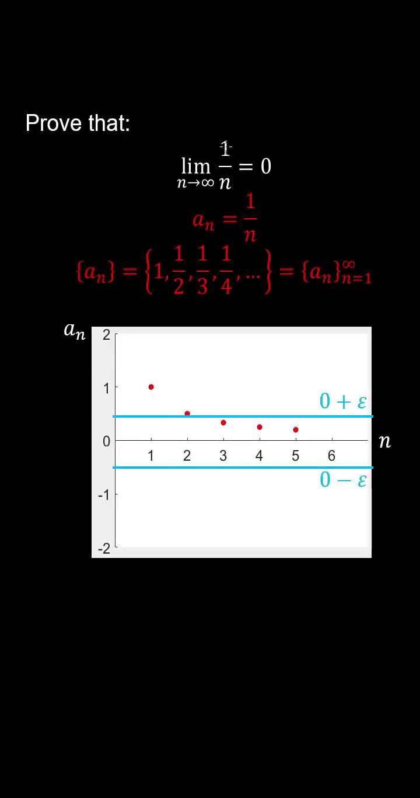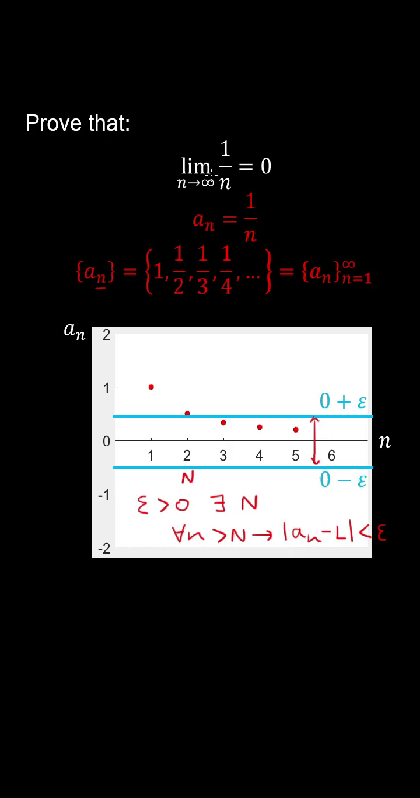Let's prove the limit of this sequence. So the formal definition is that for every epsilon greater than 0, there exists an integer N such that for all n greater than N, the difference between every number in that sequence minus the limit is less than epsilon. So for example, if N equals 2, then every number in that sequence beyond 2 must fall within this region for the sequence to converge.